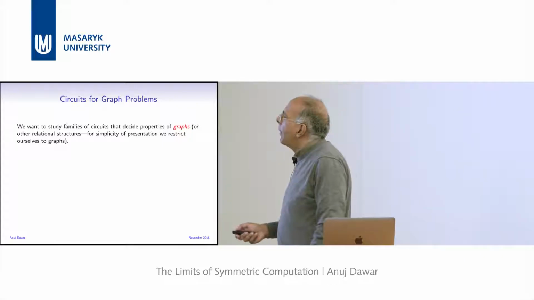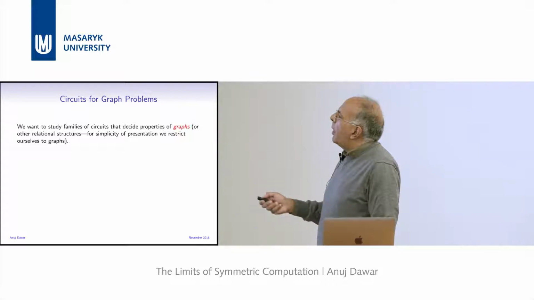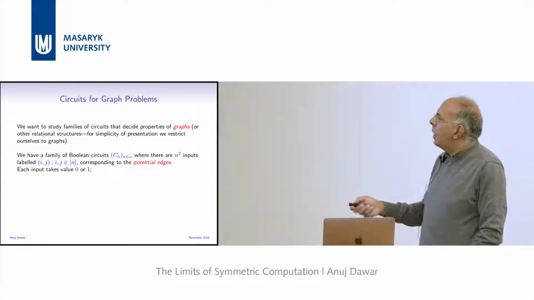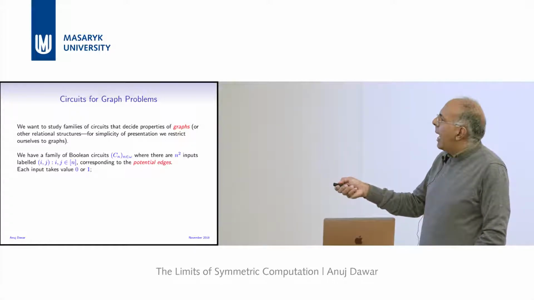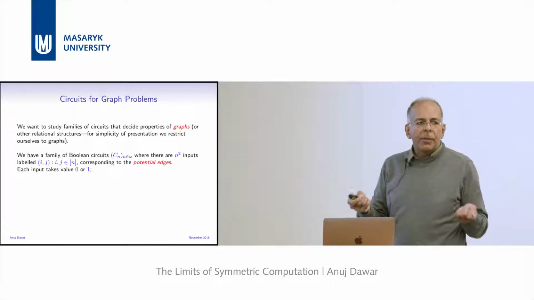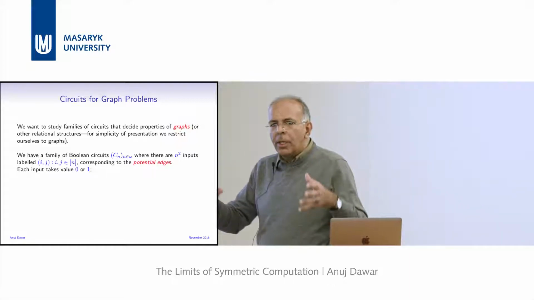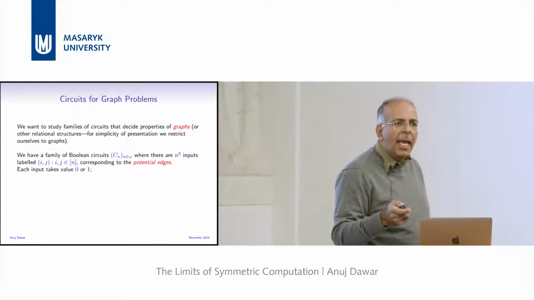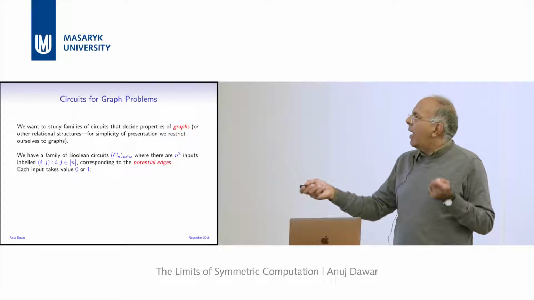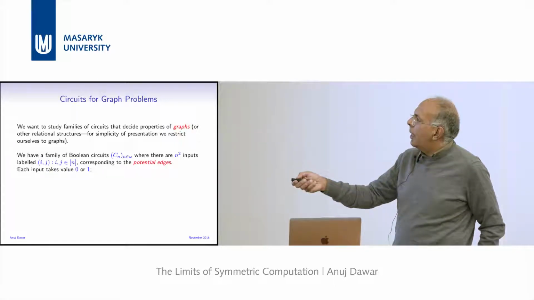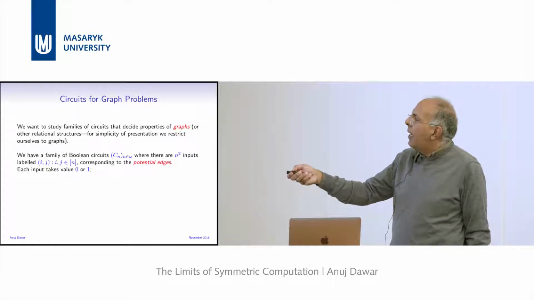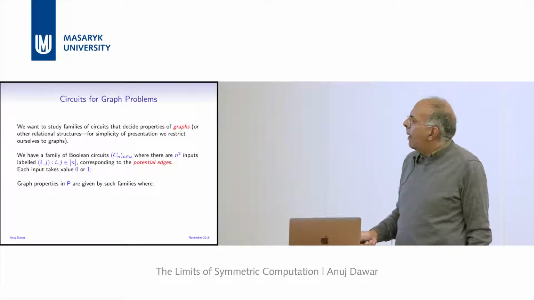Okay. So circuits for graph problems. I've already briefly mentioned it. We have families of circuits that decide properties of graphs. So what does this mean? For each n, we have a circuit where the inputs number n squared, and they're labeled by pairs of numbers 1 through n. So this is going to take as input a graph on n vertices. The inputs are all the potential edges in this graph, and each input will have a value 0 or 1 to tell you whether that edge is present or not. So if the input ij is 1, it means there is an edge between vertex i and vertex j, and if it's a 0, there's no edge.